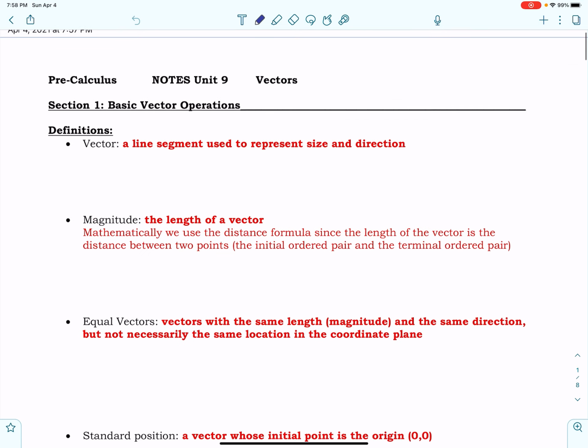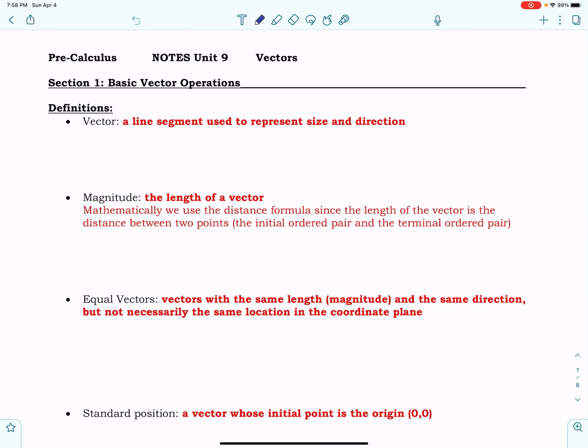Pre-cal babies. In this video, we are looking at Unit 9 vectors. Woot woot! Okay, so I've got your definitions and stuff already typed up, so you can read those and pause the video as you need to. But I'm just going to talk briefly through these.